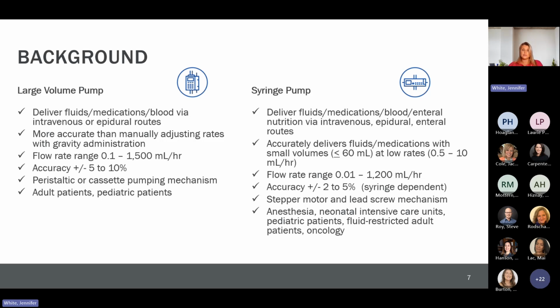Syringe pumps will deliver fluids, medication, blood, and enteral nutrition via IV, epidural, or enteral routes. They accurately deliver fluids and medications with small volumes, less than 60 mLs, at low flow rates, 0.5 to 10 mLs an hour, with flow rate ranges of 0.01 to 1200 mLs an hour. Syringe pumps have an accuracy of plus or minus 2 to 5%, which is syringe dependent. They're stepper motor and lead screw mechanisms. They're primarily used with anesthesia, neonatal intensive care patients, pediatric patients, as well as fluid-restricted adult patients in oncology.